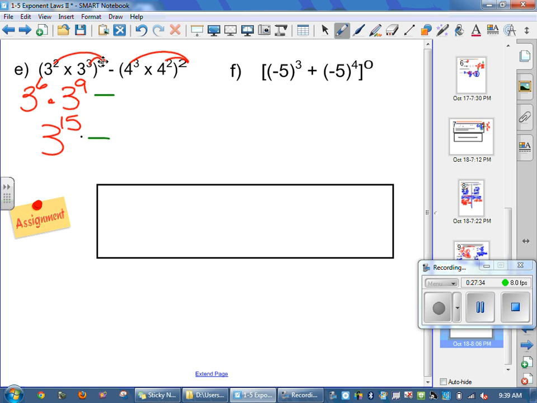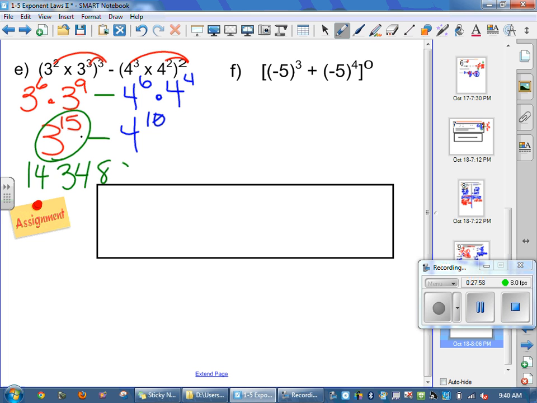Okay? Now I need to solve each one separately because I have to go by BEDMAS. BEDMAS says exponents come before subtracting. So I'm going to solve 3 exponent 15. It's a very big number. Be ready for it. 1, 4, 3, 4, 8, 9, 0, 7. So that gives me 14,348,907. That's a big number. Well, I'm just going to type that into my calculator. That's what 3 exponent 15 gives me.